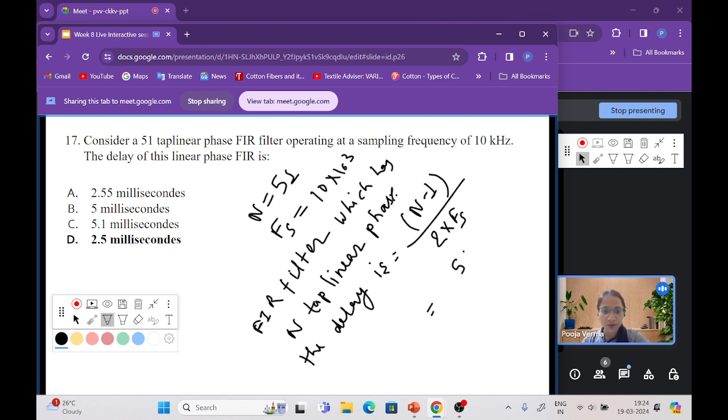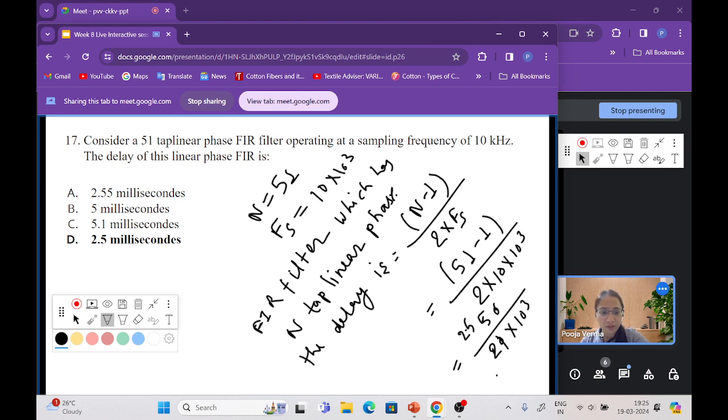So here it is 51 minus 1, divided by 2 multiplied by 10 kilohertz, 10 into 10 to the power 3. That is 50 divided by 20 into 10 to the power 3. The zeros cancel, so it is 2.5 milliseconds, the delay associated with the linear phase FIR filter. So option D is the correct answer. Have you got this question? We can move to the next question.